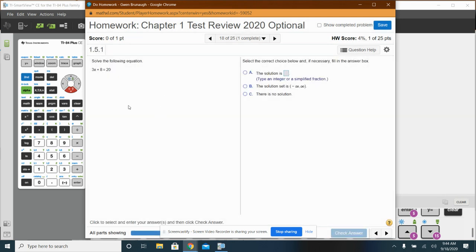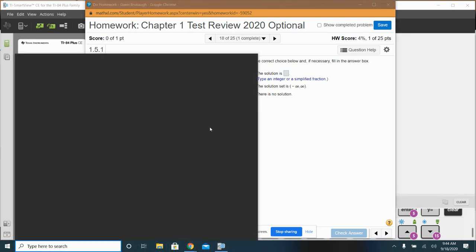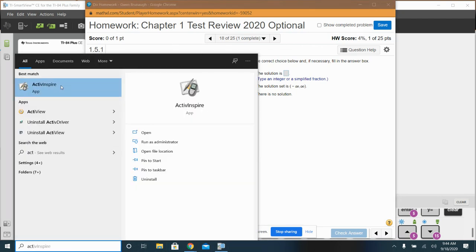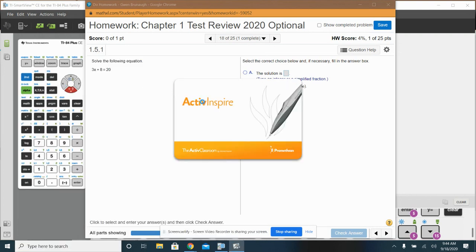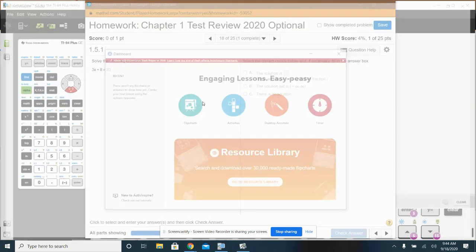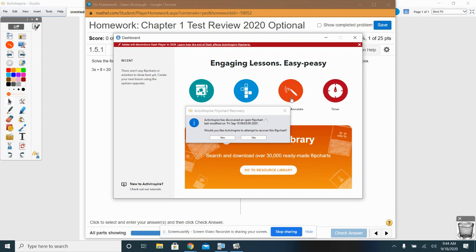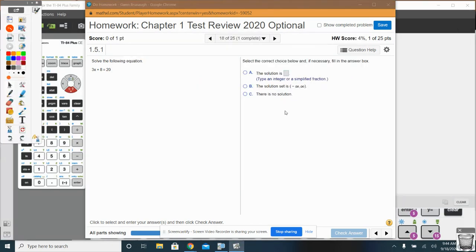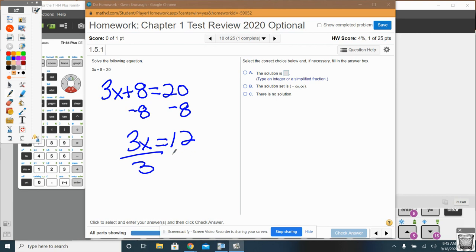Okay, now we're just going to be solving some equations here. Mine is just getting x by itself. This is not too hard for anybody. 3x plus 8 equals 20. Subtract 8 from both sides. 3x equals 12. And then divide both sides by 3. This one's a pretty easy problem for most of us. x equals 4.